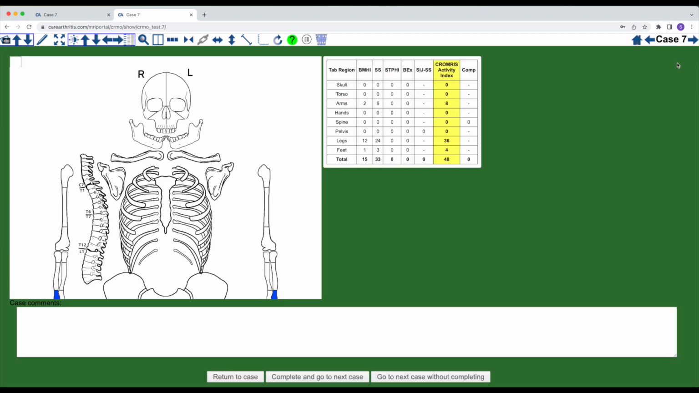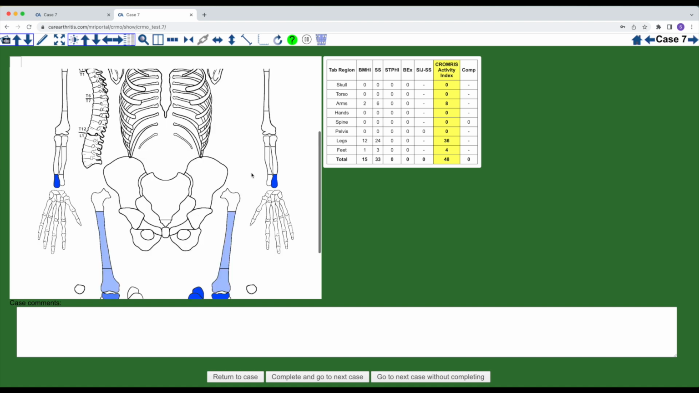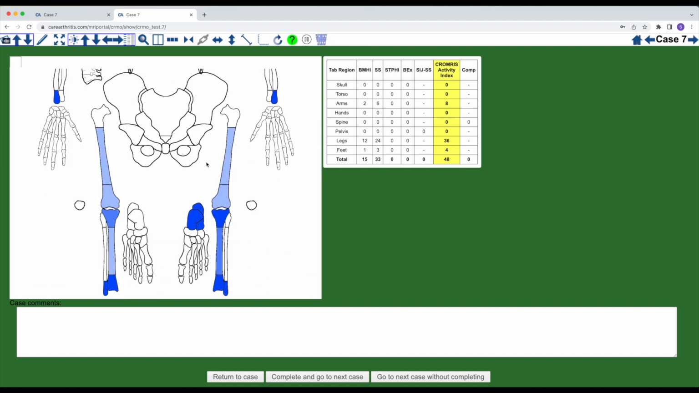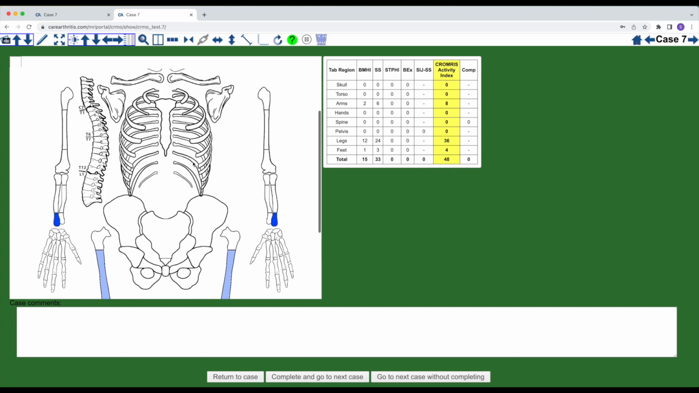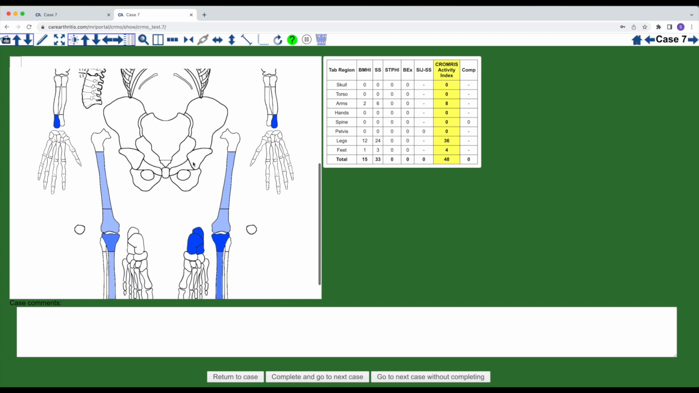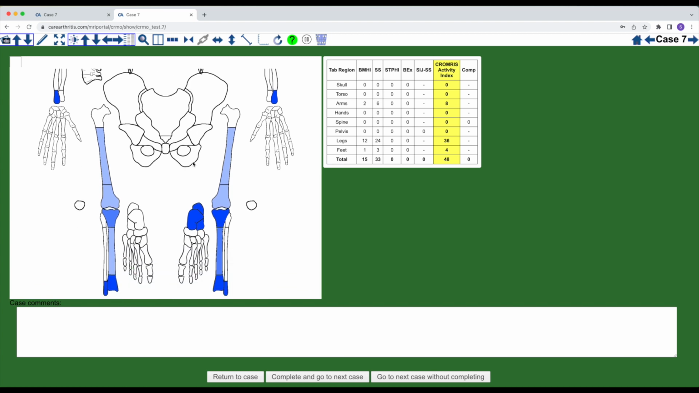I've run through this a little bit quickly, but after we've scored these areas, we can submit it, and then we can get this map which shows our areas of involvement and the CHROMRIS activity index, which we can see here. And we get a score here, and then we get this graphical representation, which is nice, showing our areas of involvement in this patient.